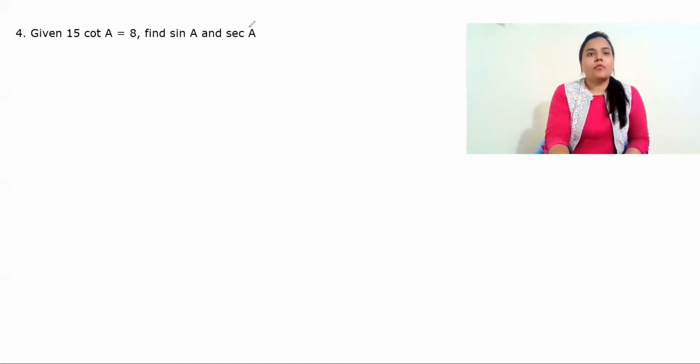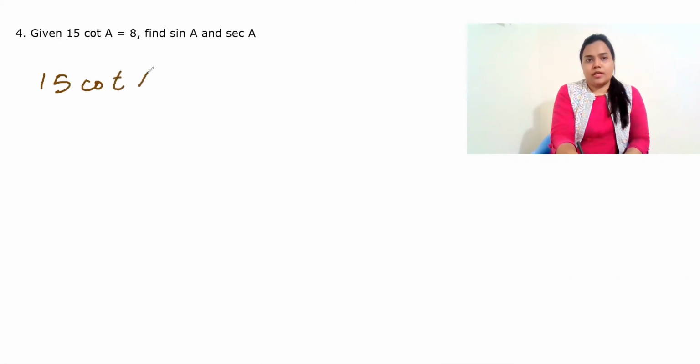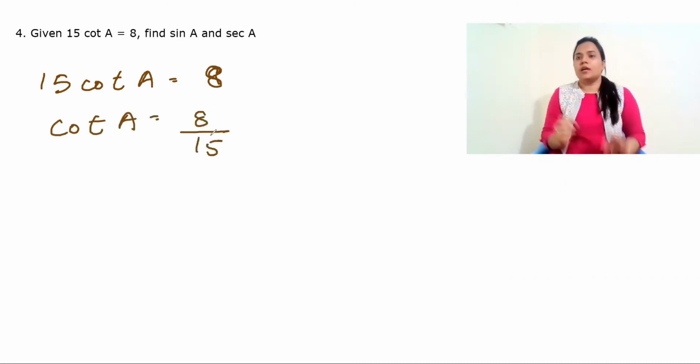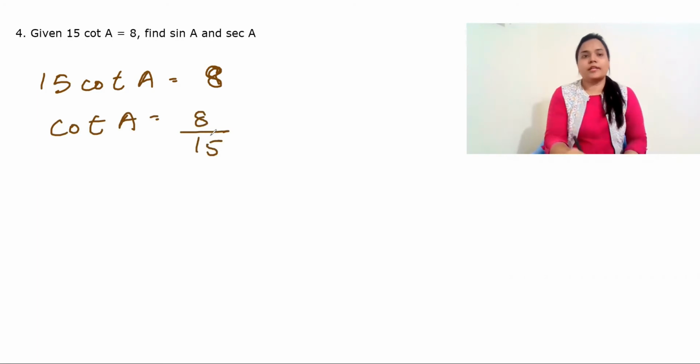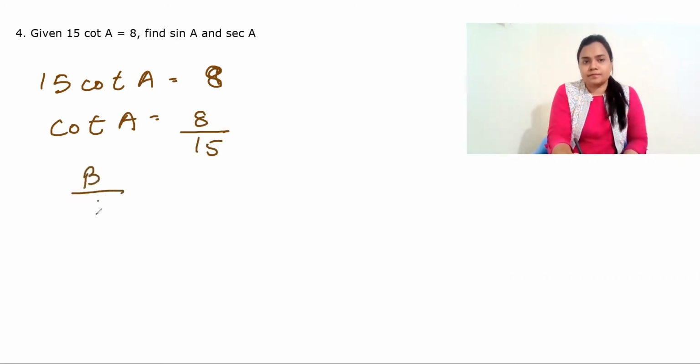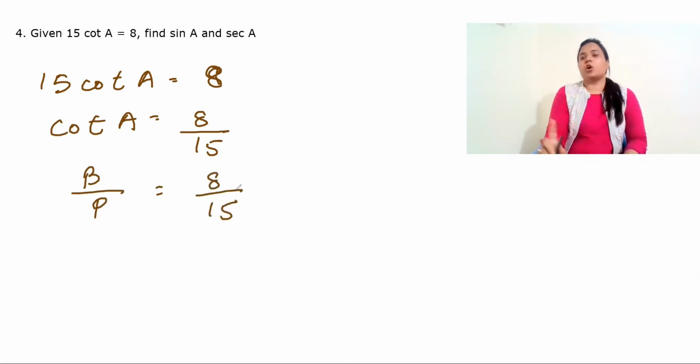Fourth question is 15 cot A is equal to 8. So we can write it cot A is equal to 8 by 15. Again, we know what is cot. It is B by P. So B by P is 8 by 15. In this, we will not draw the triangle. We will do it without the triangle.